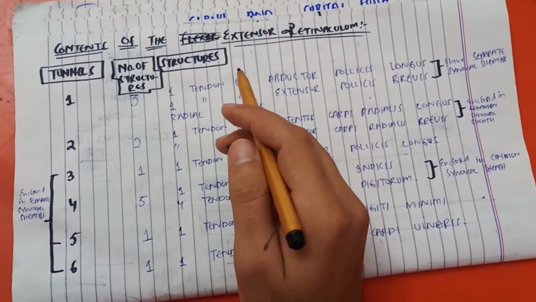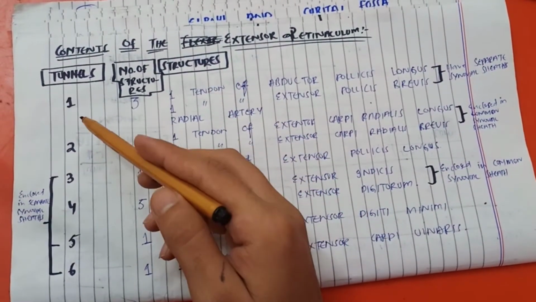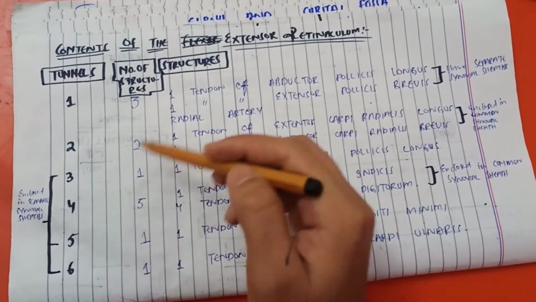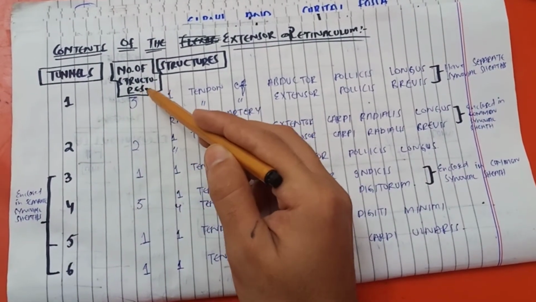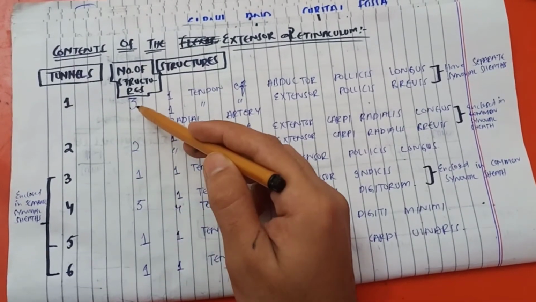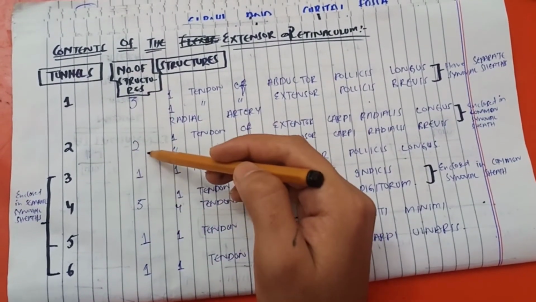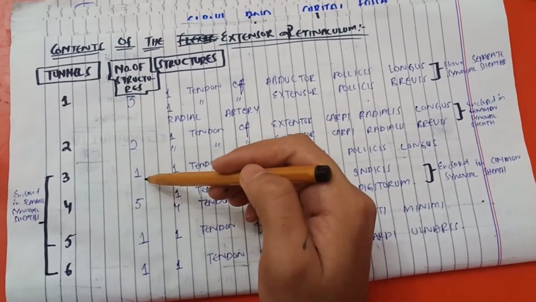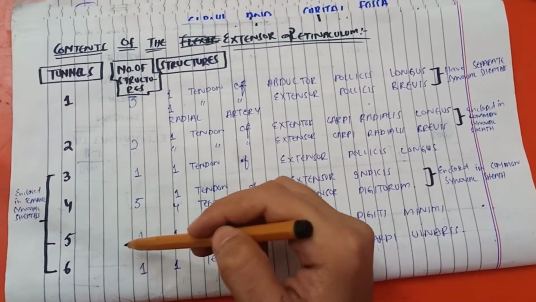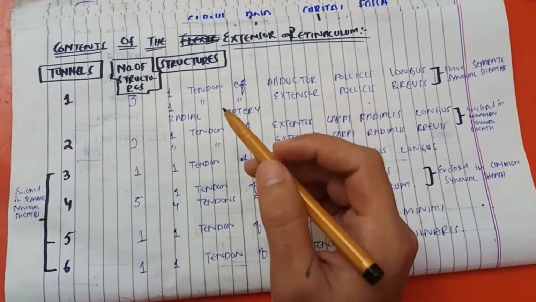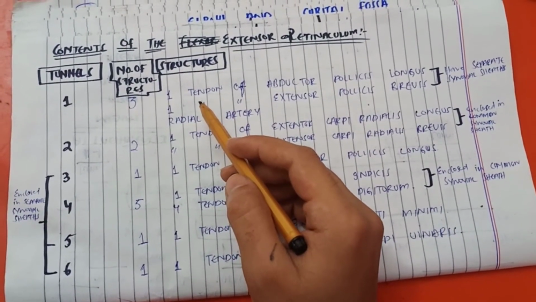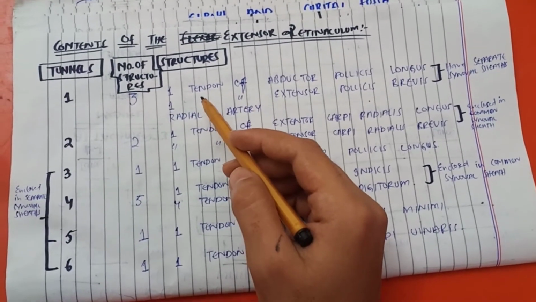So as we know, there are six tunnels: first, second, third, fourth, fifth, and sixth, and the number of structures present in them are: the first tunnel consists of three structures, the second consists of two structures, the third consists of one structure, the fourth consists of five structures, the fifth one structure, and the sixth one structure. Now we will be discussing one by one the structures of each tunnel.